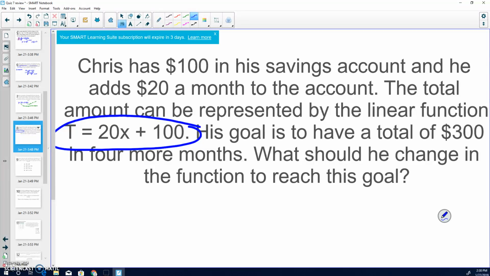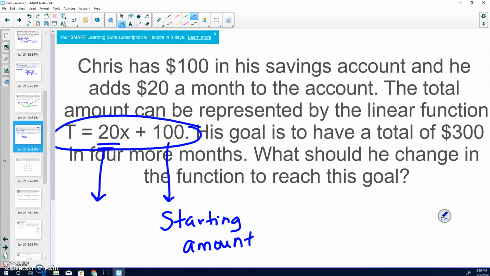He has to change x. Okay, this is what he started with, right? This is his starting amount. And this is how much he puts in there every month. So is he going to have to put more in there every month? Yes. So he's going to have to change.